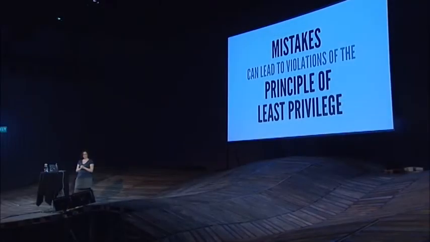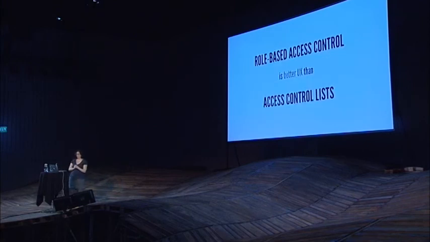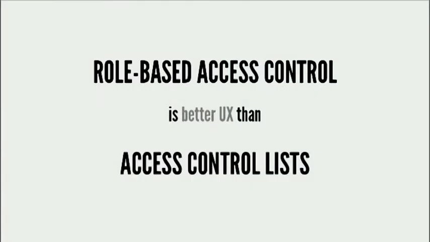So, role-based access control or access control lists? Well, bad UX leads to mistakes, and we saw that access control lists were hard to manage because they had poor UX. And when the UX for managing permissions requires some implicit knowledge, people are going to make mistakes, and mistakes can lead to violations of the principle of least privilege. So, role-based access control is better UX than access control lists.